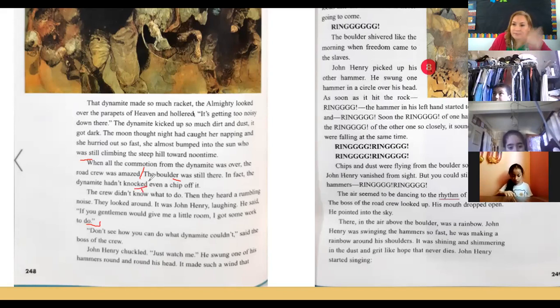Not, because you have to make a T sound. Not even a chip of it. The crew didn't know what to do. Then they heard a rumbling noise. They looked around. Another T. They looked around. It was John Henry Logan. Laughing.